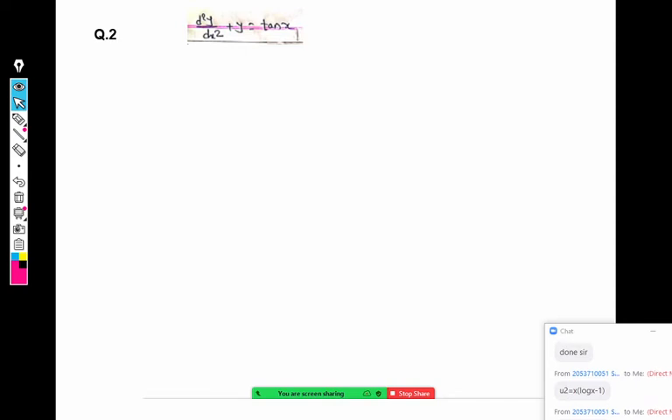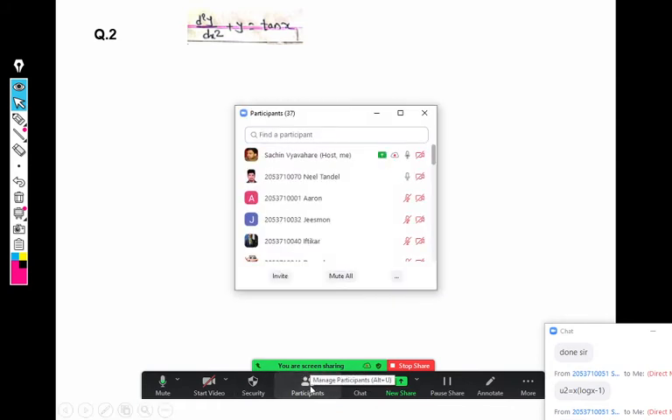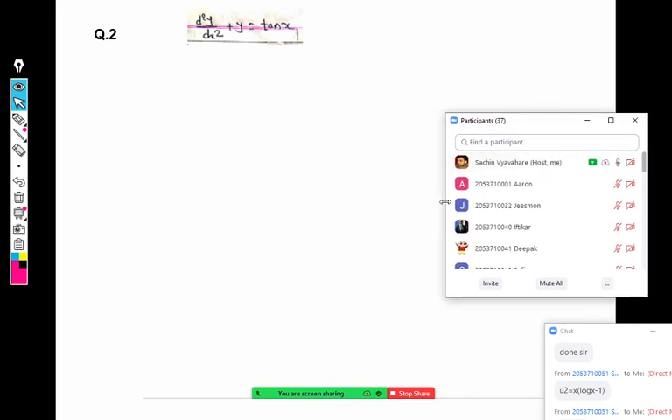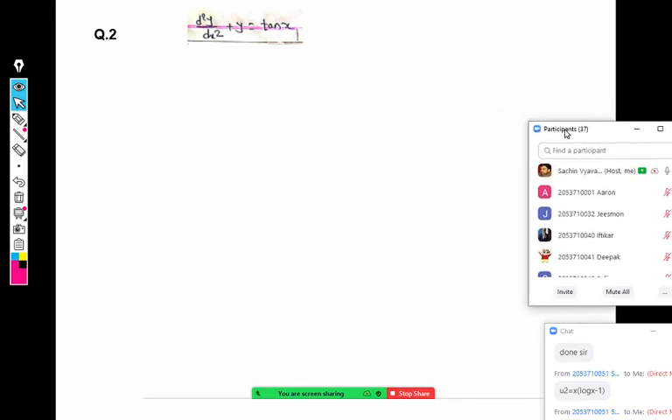Yc is equal to c1 cos x plus c2 sin x. Correct, very good. Now tell me the value of W, the Wronskian. The value of W is 1. Yes, 1. Very good.